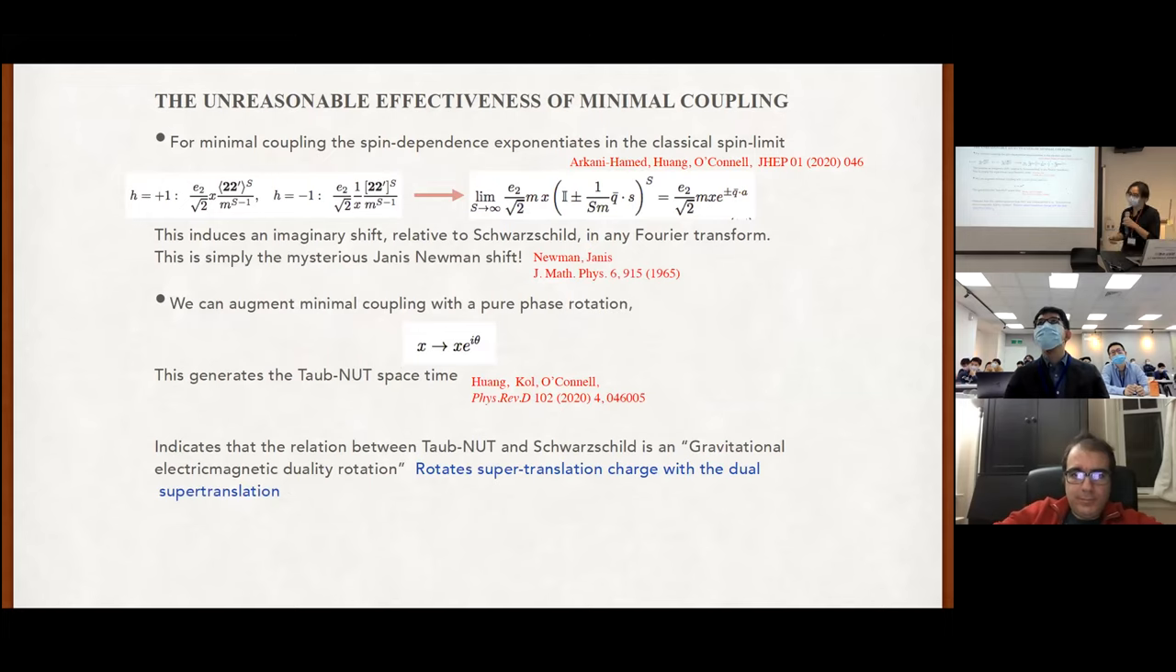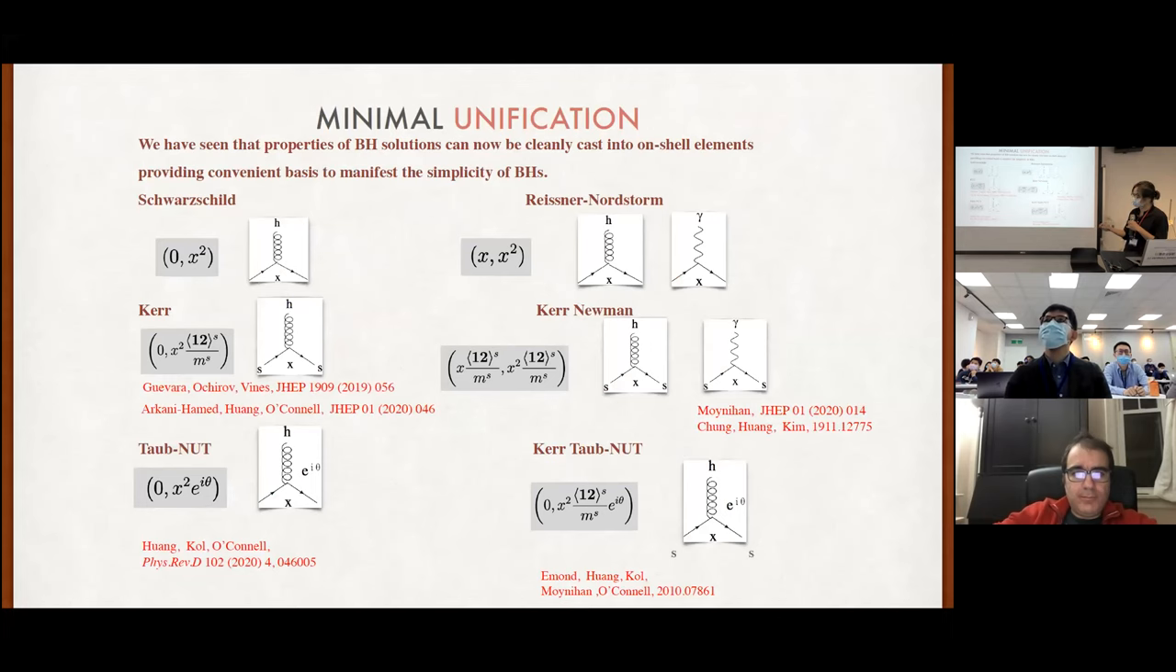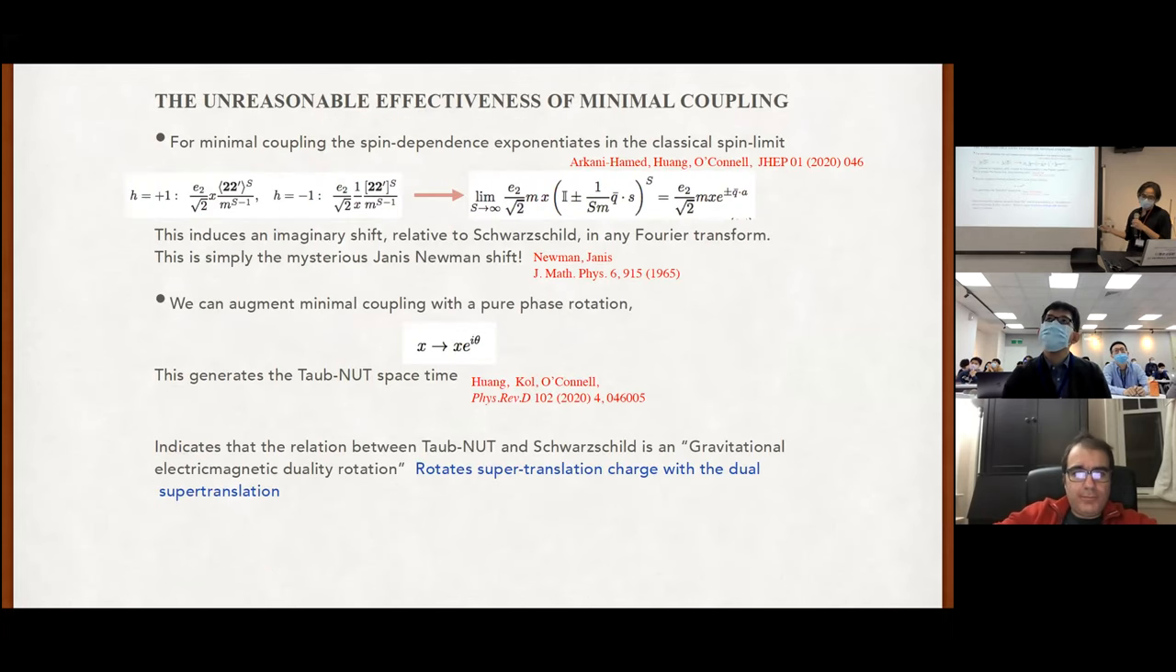This also explains many different things. For example, you can do a phase rotation to the minimal coupling. So just take x into a complex phase rotation. And the result that you get is what is known as a Taub-NUT spacetime. And this was shown by work that we did in collaboration with Donal O'Connell last year.